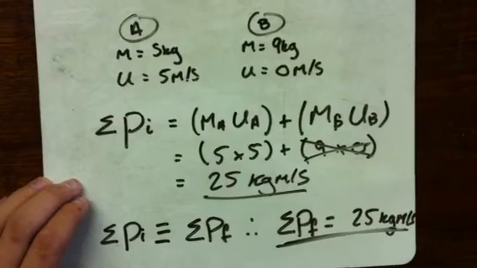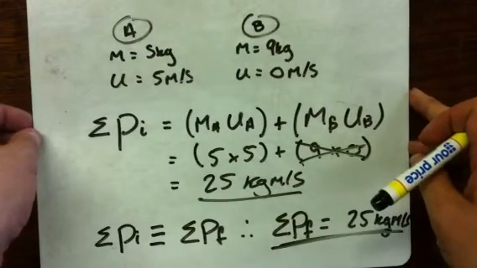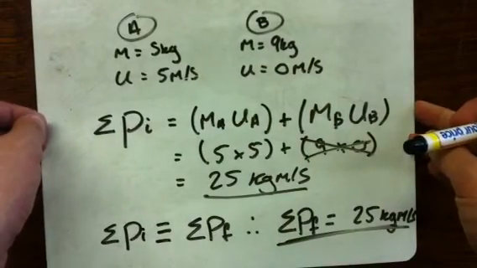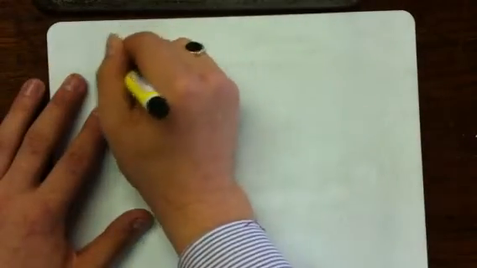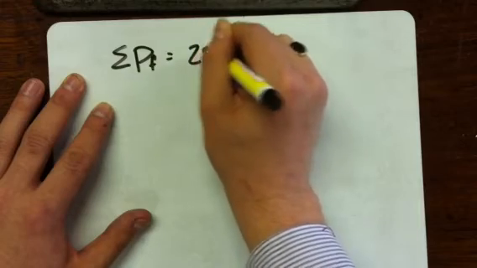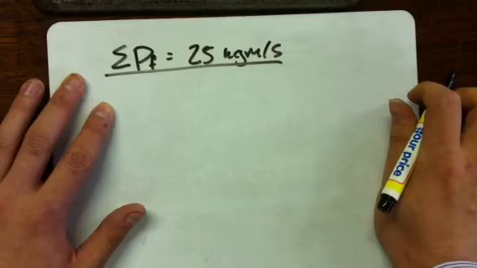And that's part 2. Now, again, I've started to run out of space. These boards are quite small. So I'm going to flip the board over and we can continue. Just remember that our sum of final momentum from what we've just calculated is equal to 25 kilogram meters per second. Make sure we know that.